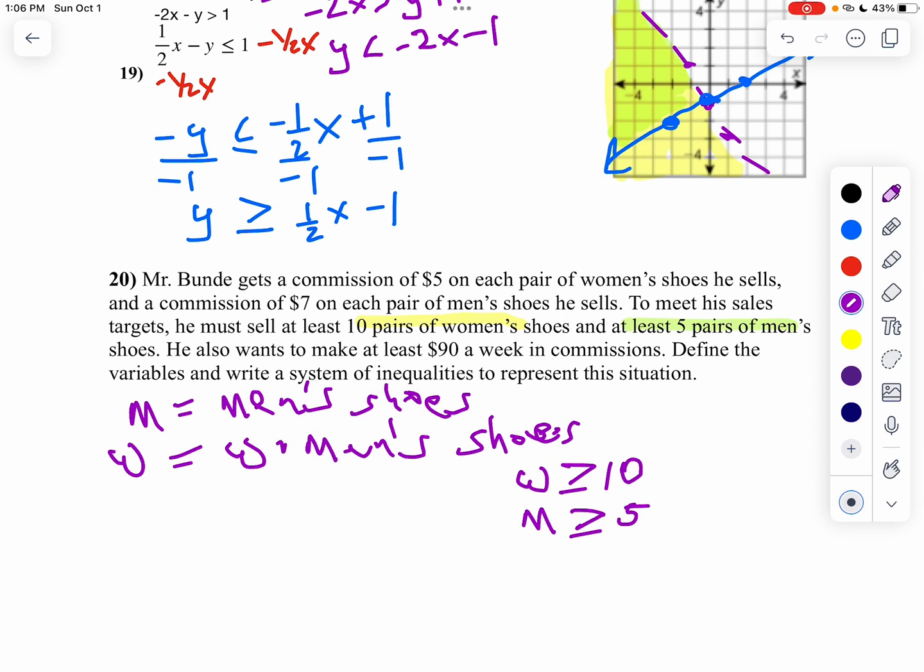Now, we will write one for the money. He needs to make at least $90 in commission each week, but he gets different rates of commission, doesn't he? He gets $5 for the women's shoes, so 5W. And he gets $7 for the men, so plus 7M. And that he wants to make at least, so greater than or equal to 90. And there is your system that we were looking for. Yay.